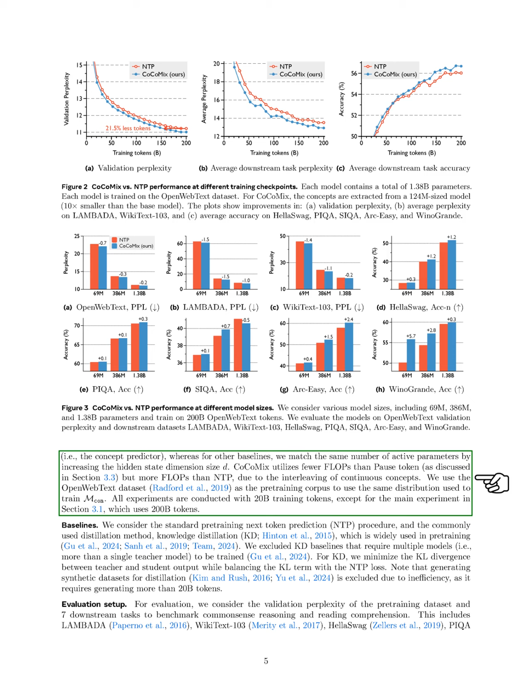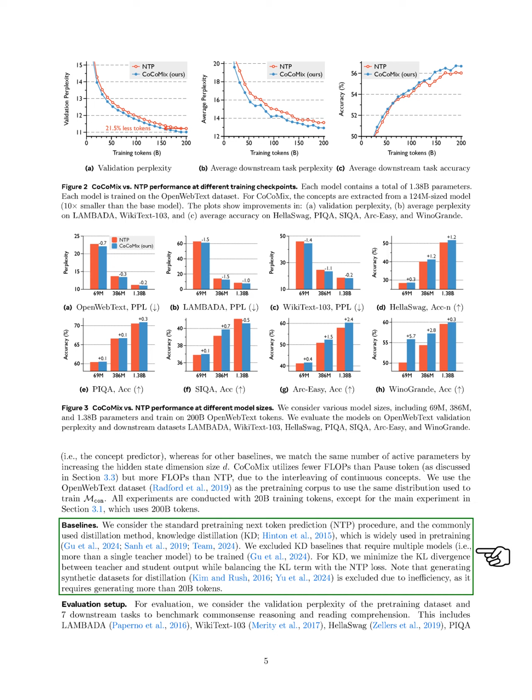CoCoMix requires fewer floating point operations than the pause token but more than the next token prediction method due to the integration of continuous concepts. We use the OpenWebText dataset for pre-training, ensuring consistency with the distribution used for our model. Most experiments involve 20 billion training tokens, except for the main experiment, which uses 200 billion tokens.